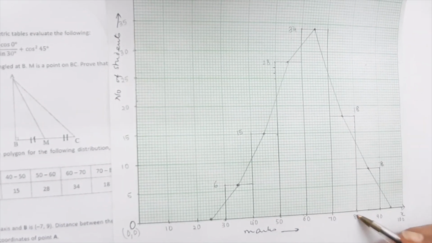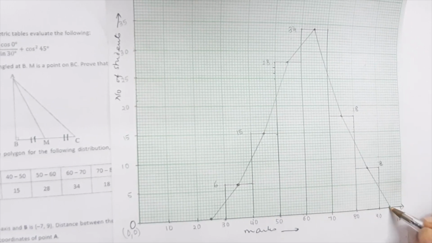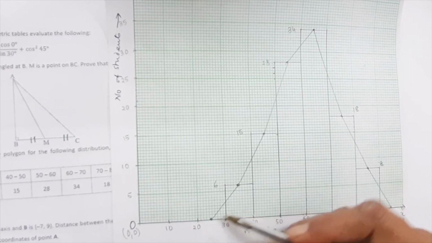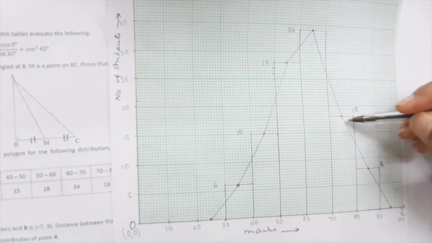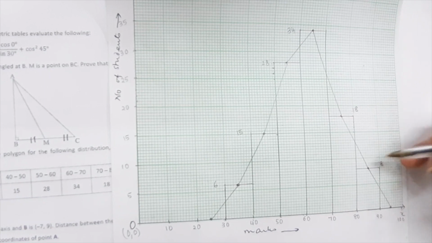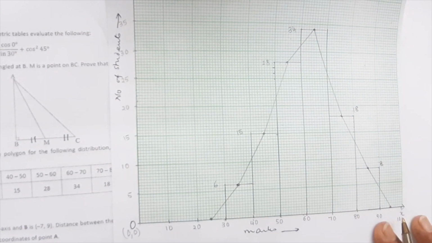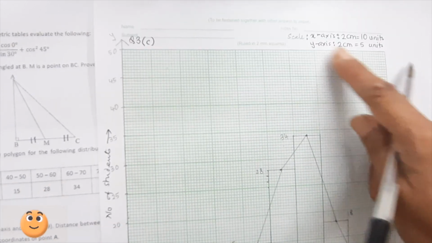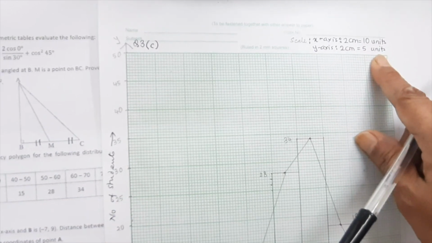For the last one, 80 to 90, you go ahead to 90 to 100. Mark the 5th division here. And keep all these points ready. And all you have to do is just join them like so, with a straight line, okay, with a ruler, and that is how you get your frequency polygon. Now you will see that out here I have written the scale. Okay, can you see the scale that is written over here? So it should be written like so.